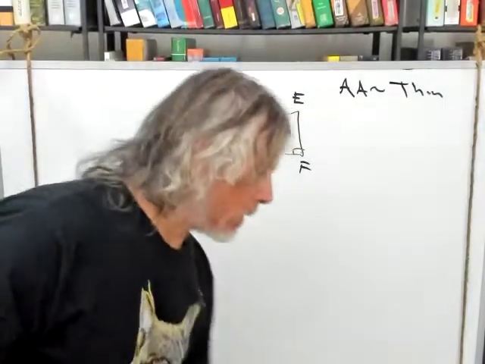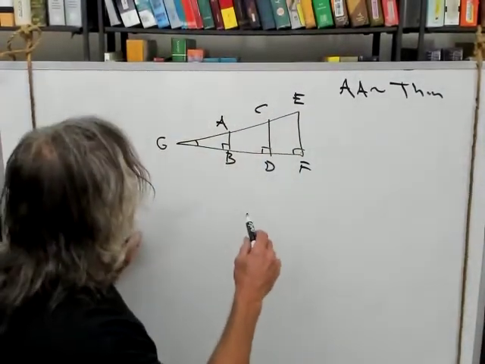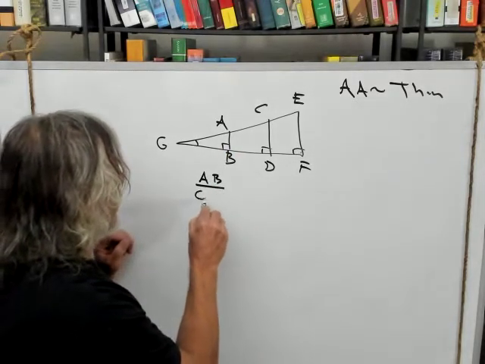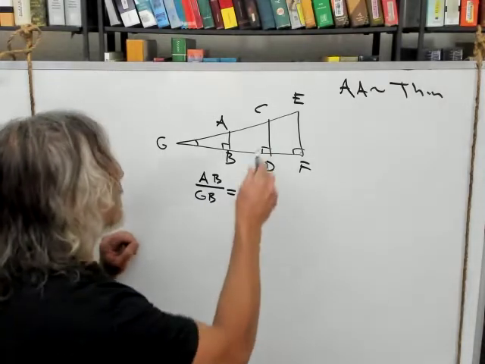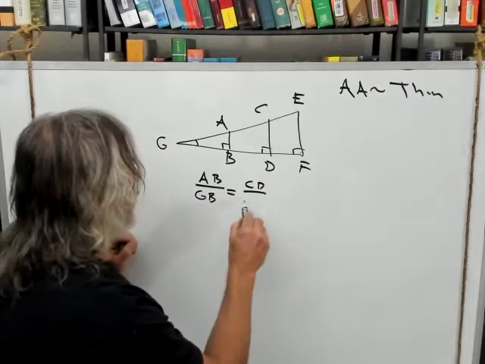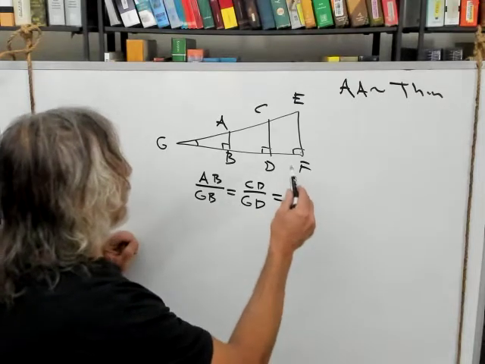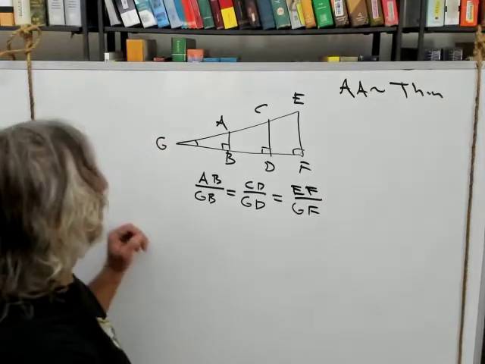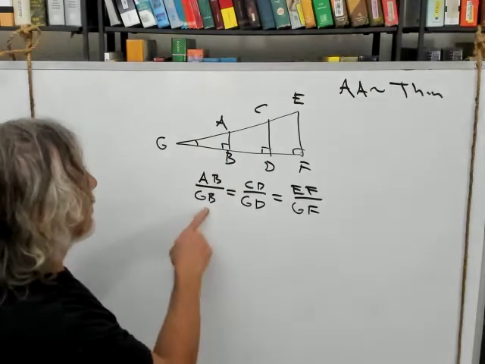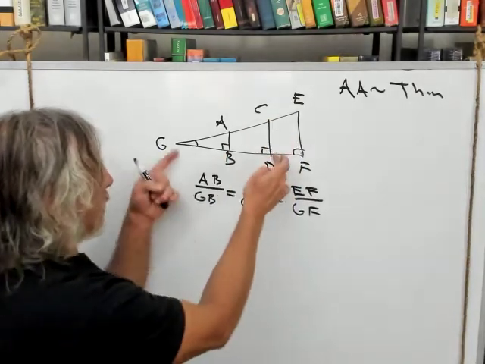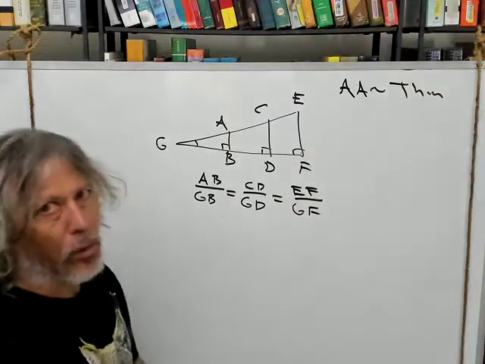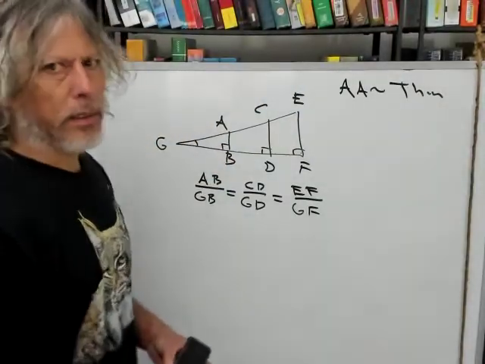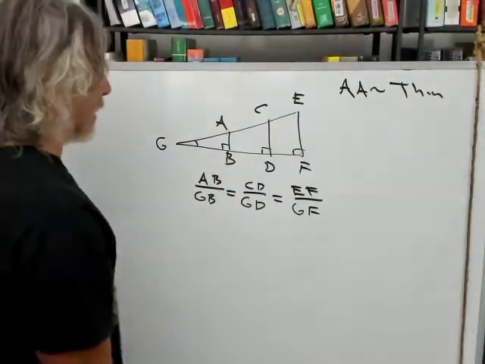And when figures are similar, they're in proportion. So we'd have AB over GB equals CD over GD equals EF over GF. So this one over the bottom equals up and down over the bottom equals up and down over the bottom. They're corresponding sides. Okay. So those are some things we're going to be using in this. And of course, you have to know coordinate systems and lines.